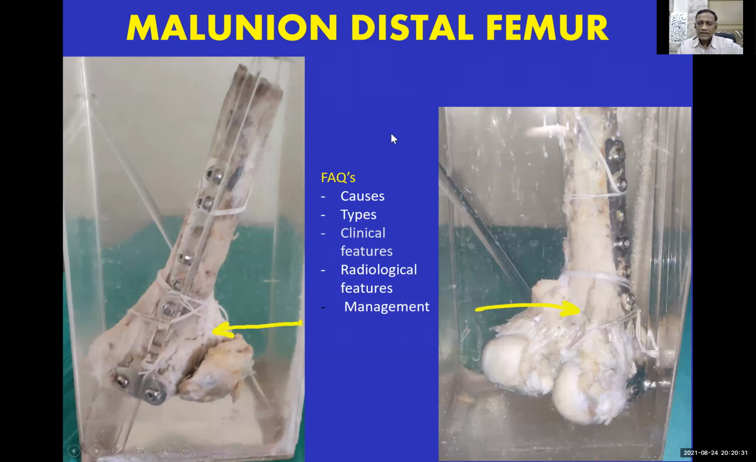Questions likely to be asked are: what are the causes of malunion, types, clinical features, radiological features, and management of malunited fractures.